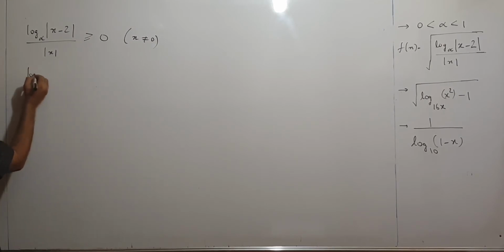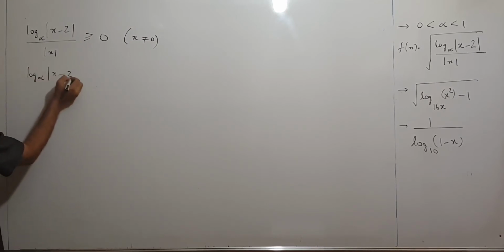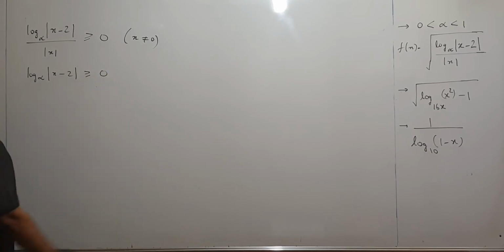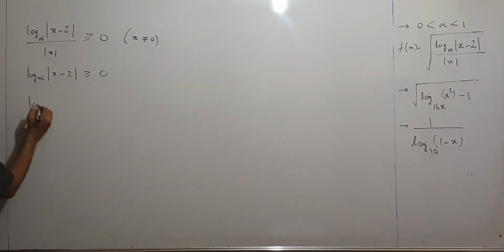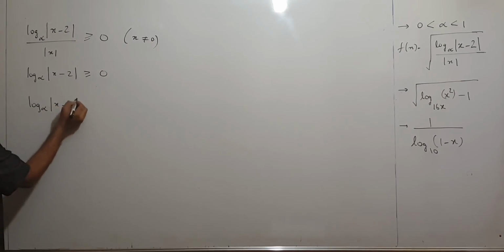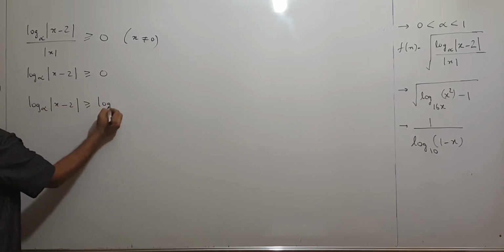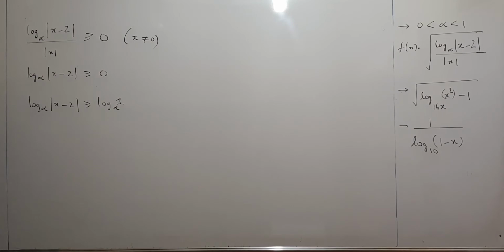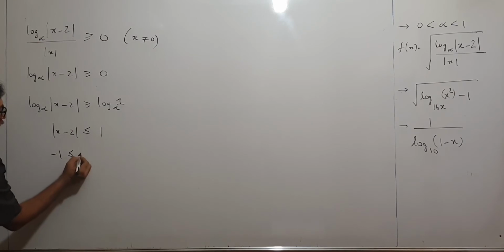So I get log base alpha of mod x minus 2 greater than or equal to 0. So log base alpha of mod x minus 2 greater than or equal to 0 means log 1 to the base alpha. Log 1 is always 0. Now alpha is between 0 and 1, so this is a decreasing function. So when I remove log, what will happen? The inequality sign will change, that you know. So mod of x minus 2 less than or equal to 1. So this means minus 1 less than or equal to x minus 2 less than or equal to 1.